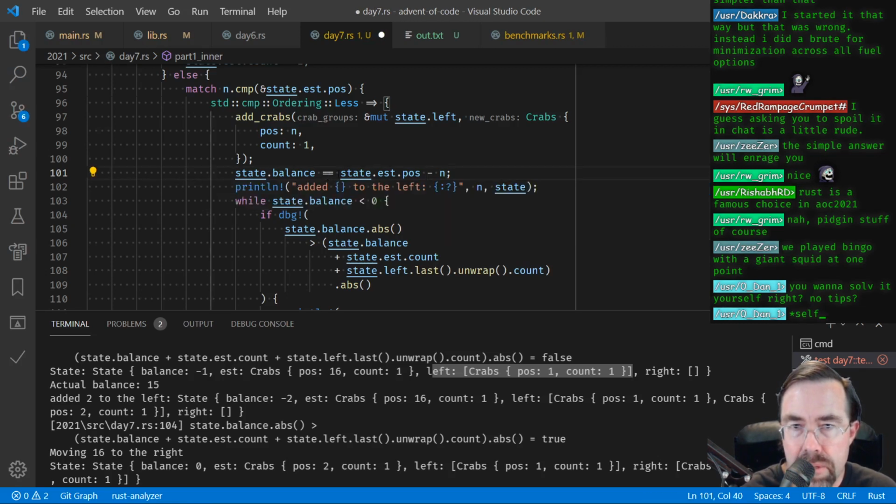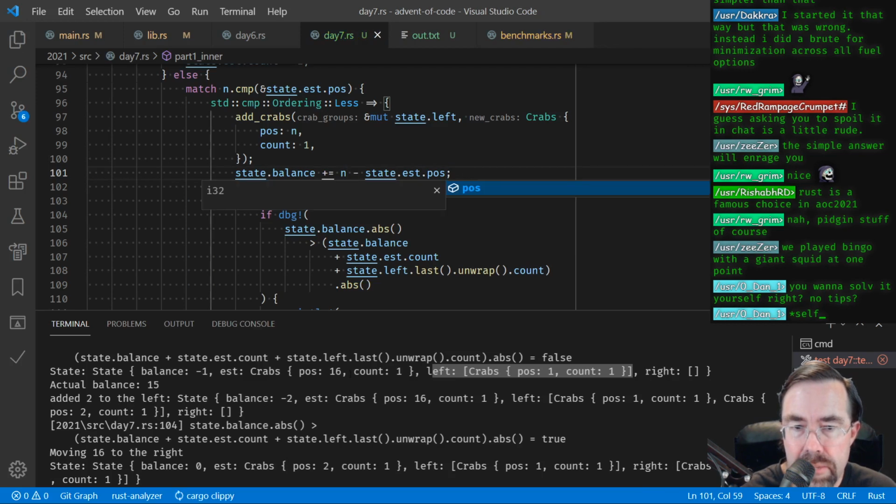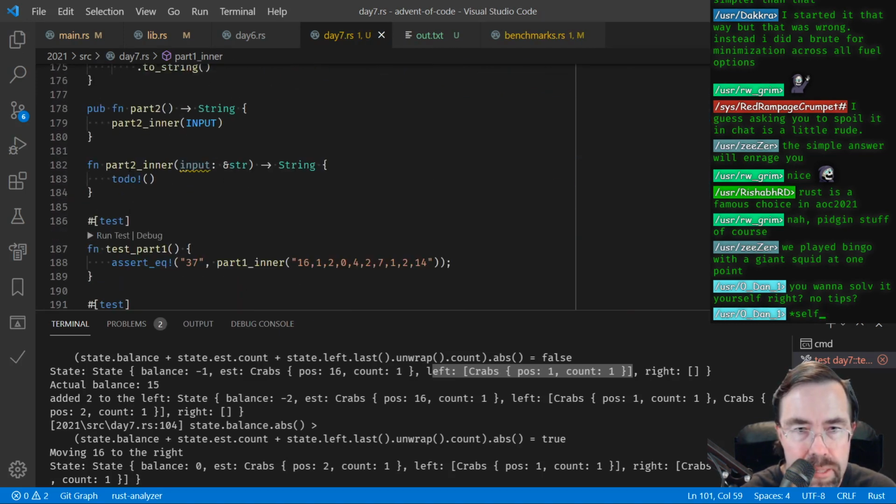I can just have the same thing on both sides. It affects the balance the same. Okay, now how does that affect my output?